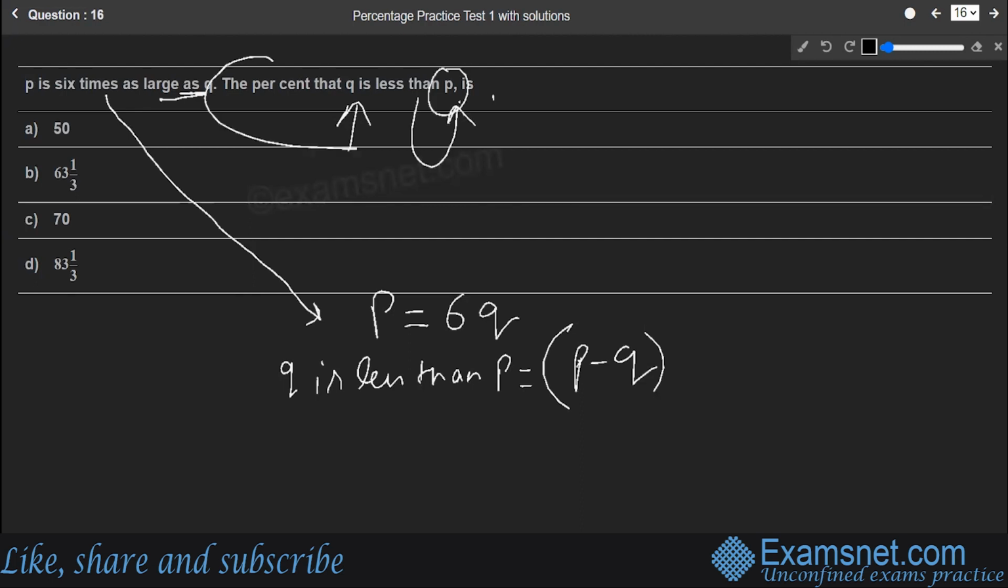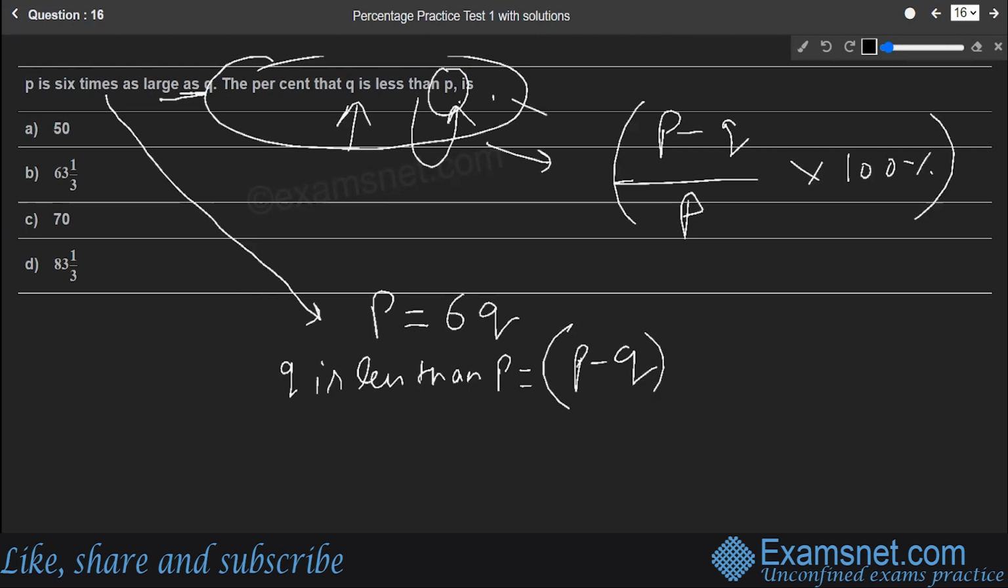So if we want to generate the formula for this line, then the percentage that Q is less than P, for that we have to write P minus Q divided by P. The numerator is P minus Q, the denominator is P. So it has to be P in the denominator multiplied by 100%. This should be the expression for the question being asked in the last line, P minus Q by P into 100. So let us quickly use this expression.